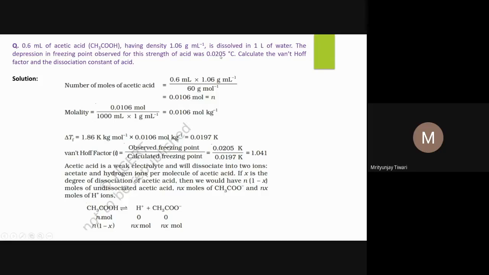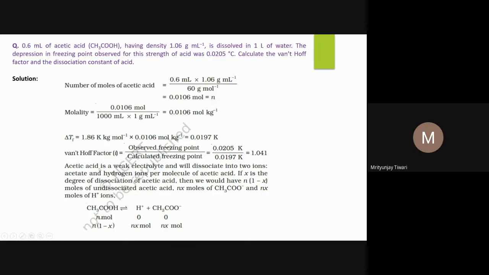The observed depression in the freezing point divided by the calculated depression in the freezing point gives the van't Hoff factor. And how have we calculated it? From the molarity that we know, by applying the formula. So this van't Hoff factor i is 1.041. An i of 1.041 means the particles are dissociating.